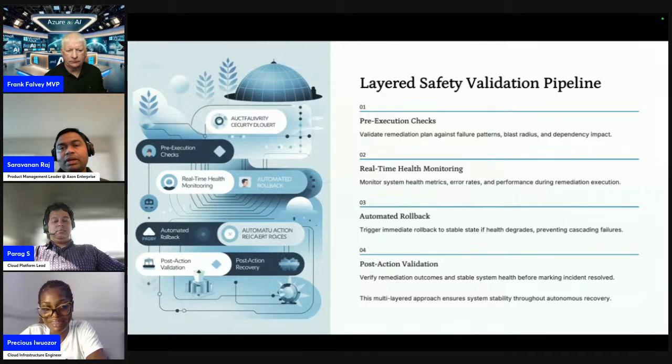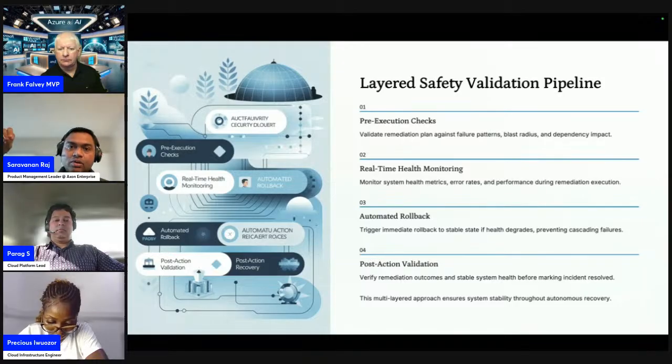The second one would be real-time health monitoring. This is where the health of the system, the metrics, the error rates, the performance, all of that needs to be monitored in real time, and that goes as an input into the AI model at the time of an availability drop or any outage scenario.